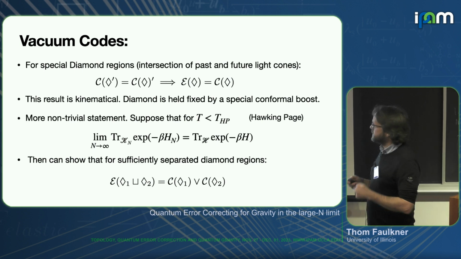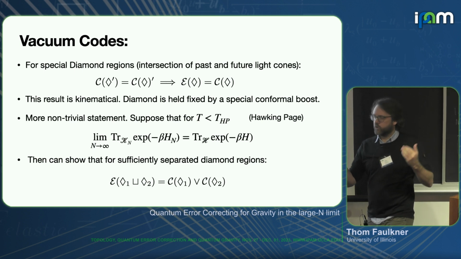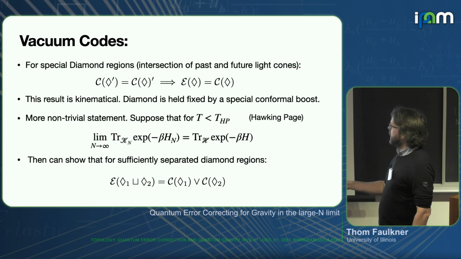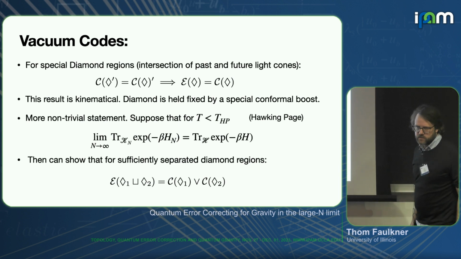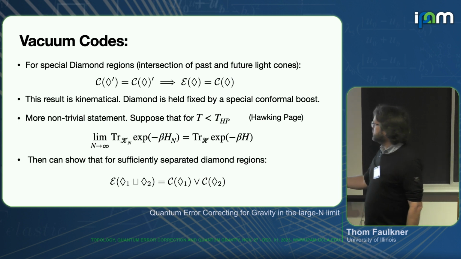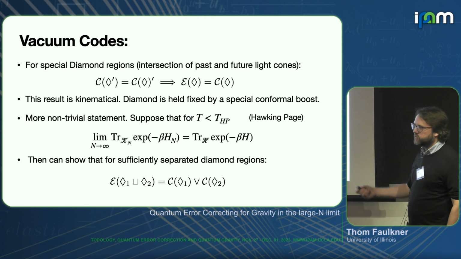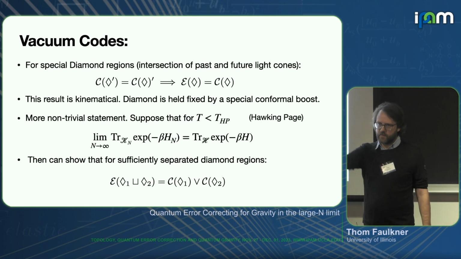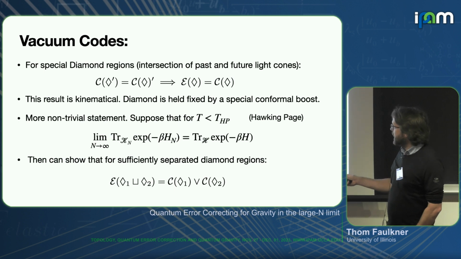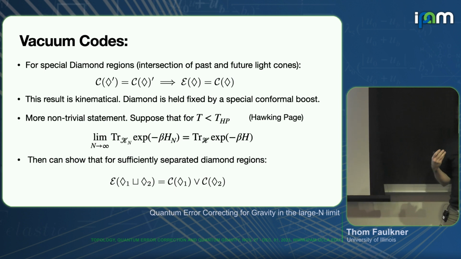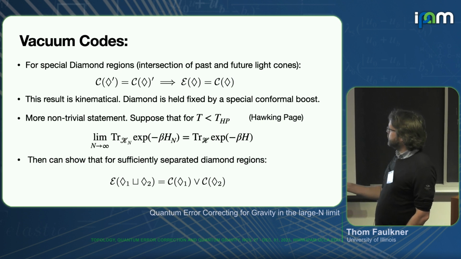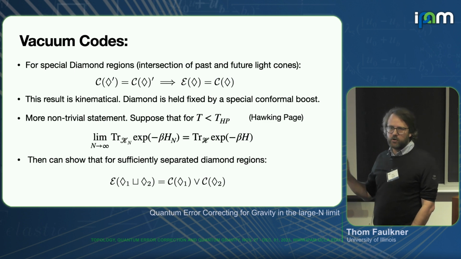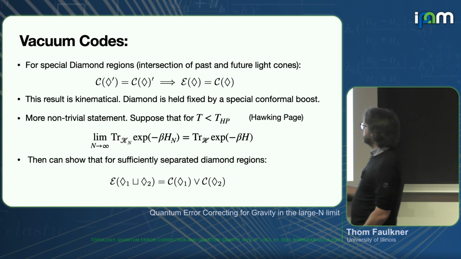That's a kinematical statement. I'd like to try to make a more non-trivial statement. So here is the more non-trivial statement. Suppose that I know something about the partition function. The partition function relates to the Hamiltonian. This Hamiltonian is generating time translations on the cylinder. So we have that because we assumed we have this conformal symmetry, so we have that generator. And we ask if we take a limit of the partition function, do we get the bulk partition function? We may or may not get the bulk partition function, but let's suppose that we do.